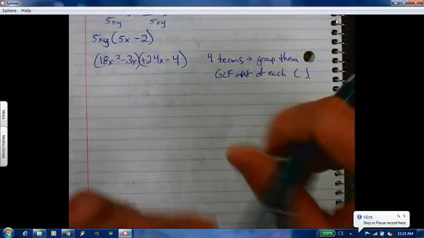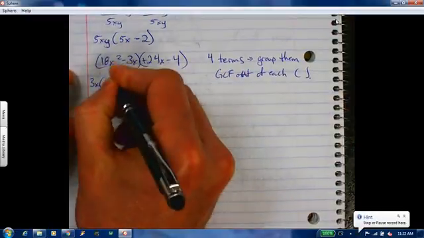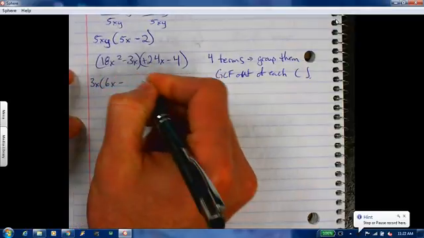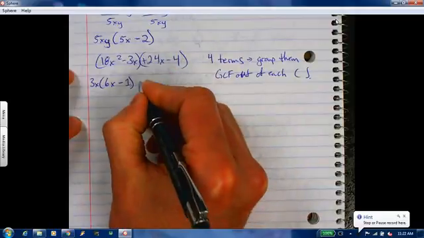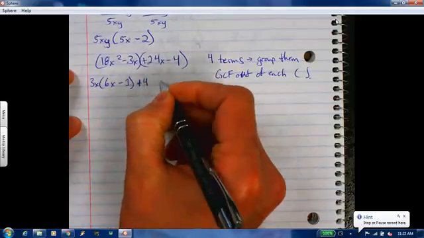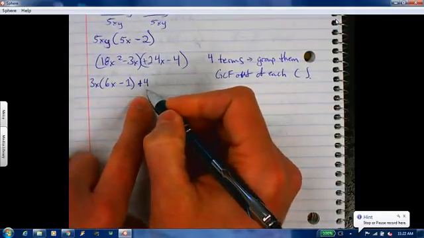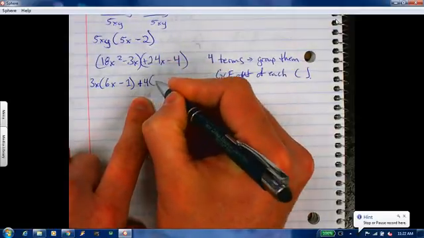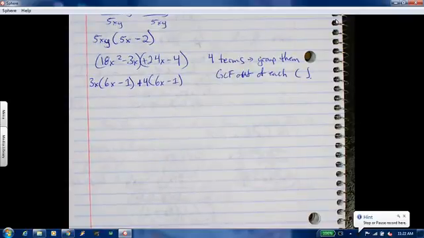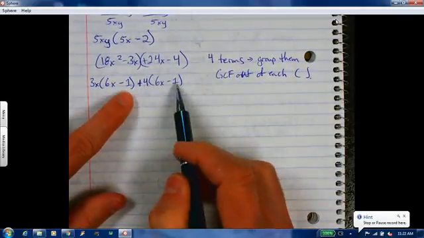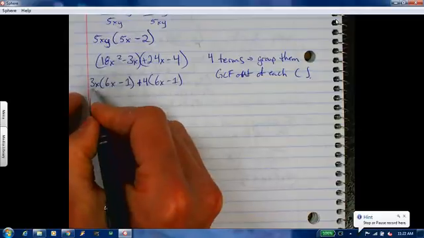3x, leaving you with 6x minus 1. Second parenthesis, you take out a positive 4, so that's plus 4, leaving you with 6x minus 1. So remember, these two parentheses had to be the same if you're doing this correctly. So then you have 3x plus 4.